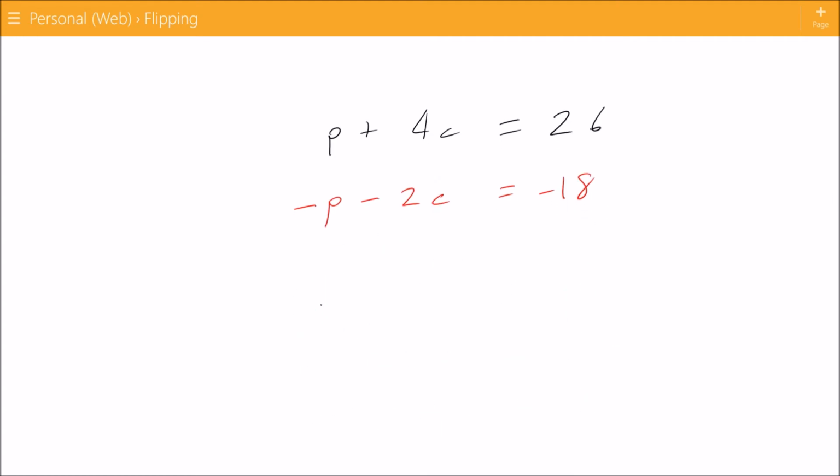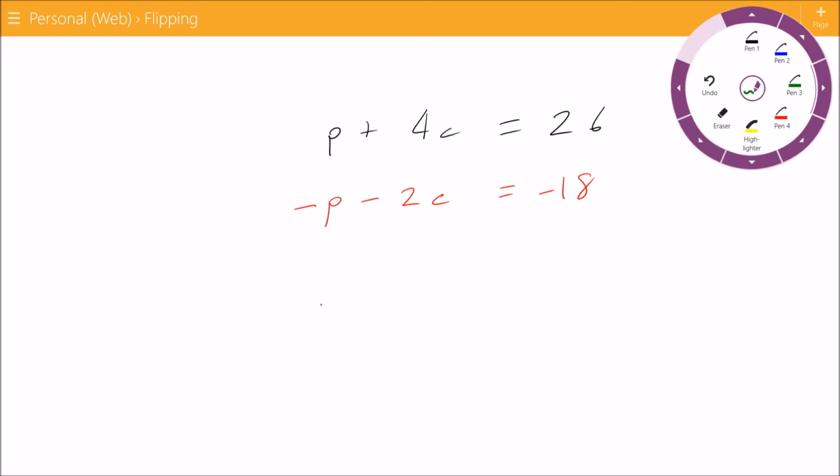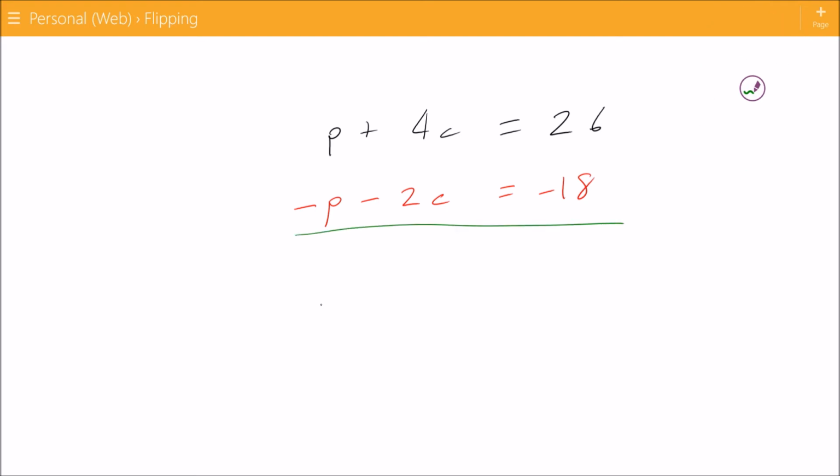Well, after I distribute, the p becomes a negative p, the 2c becomes a negative 2c, and the 18 becomes a negative 18. Okay? Now, I can add them together. I'm just going to add straight down. p minus p would give me 0p.